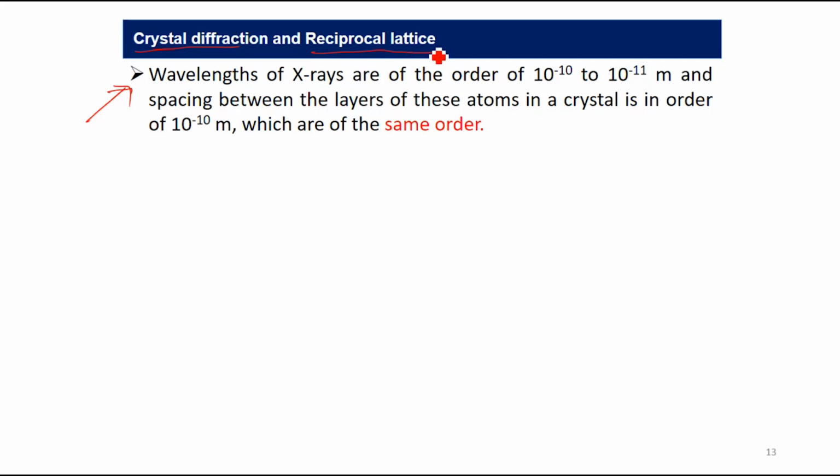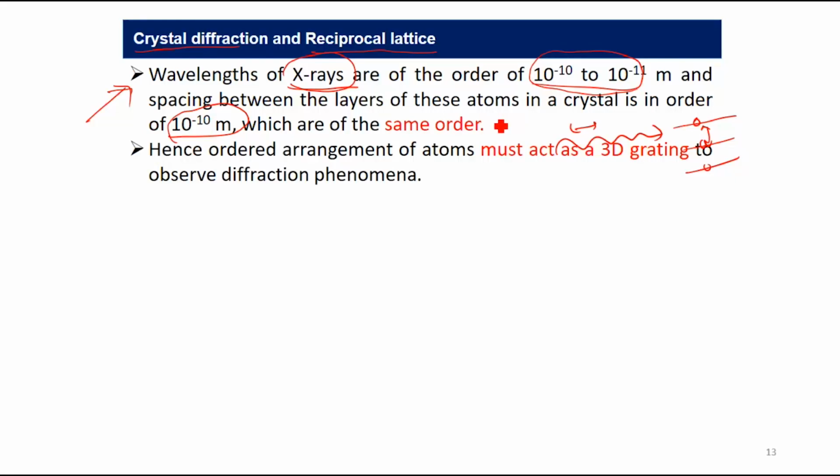Crystal diffraction and reciprocal lattice: wavelengths of X-rays are of the order of angstrom or picometer, and spacing between the layers of atoms in a crystal is in the order of angstrom. If this is an X-ray, the order of the wavelength and the spacing between the layers of these atoms, if these are the crystals, they are of the same order. When they are of the same order, the ordered arrangement of atoms must act as a 3D grating to observe diffraction phenomena.